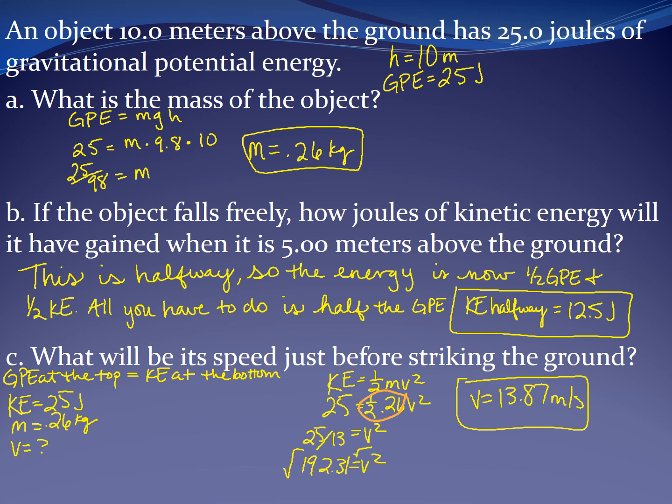So 1/2 times 0.26 is 0.13. Don't forget to put the 0.13 here. And 25 divided by 0.13 equals 192.3, which equals v squared. But to get rid of the square, we have to square root both sides. So v is equal to 13.87 meters per second.